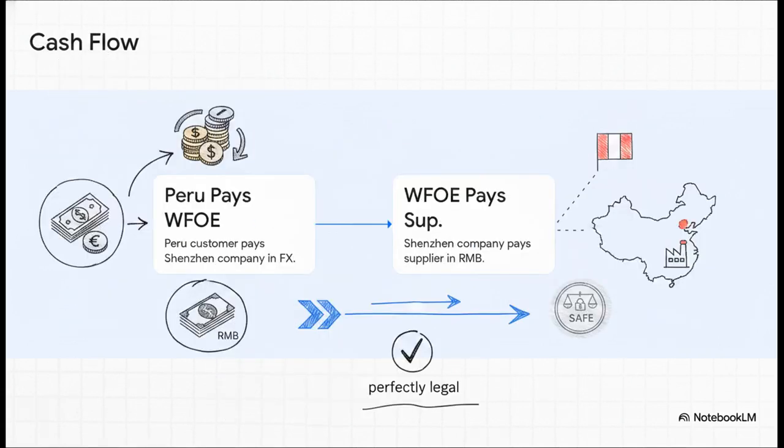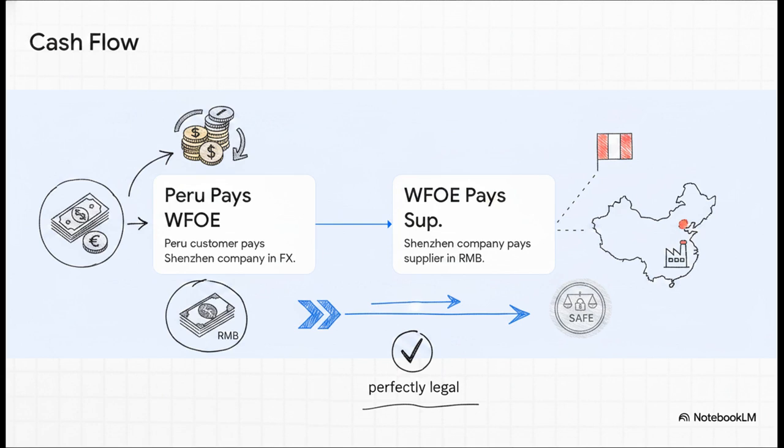And this brilliantly illustrates how the cash flows under Model A. Since the Shenzhen WFOE is the official exporter on record, the customer down in Peru pays their foreign currency directly into the Shenzhen WFOE's bank account. Then the Shenzhen entity turns around and pays the Chinese supplier in the local currency, RMB. This centralized cash flow is perfectly legal under PRC regulations, and it manages the foreign exchange or SAFE risks really, really effectively.